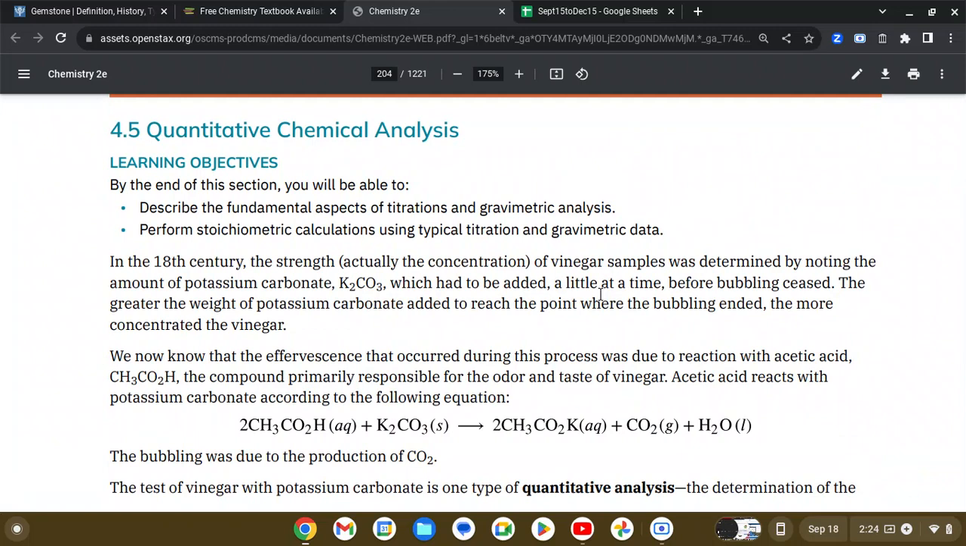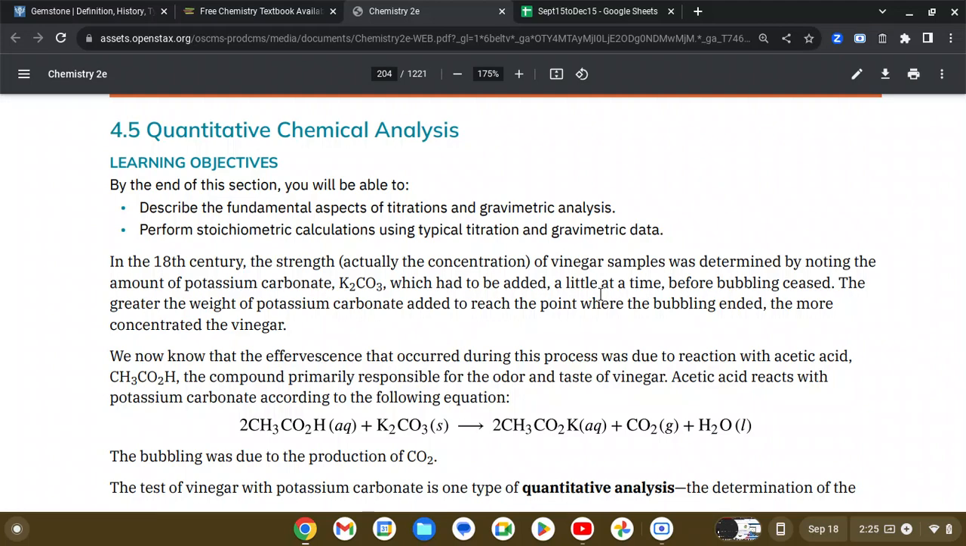In the 18th century, the concentration of vinegar samples was determined by noting the amount of potassium carbonate, K2CO3, which had to be added a little at a time before bubbling ceased. The greater the weight of potassium carbonate added to reach the point where the bubbling ended, the more concentrated the vinegar. We now know that the effervescence that occurred during this process was due to the reaction with acetic acid, the compound primarily responsible for the odor and taste of vinegar.